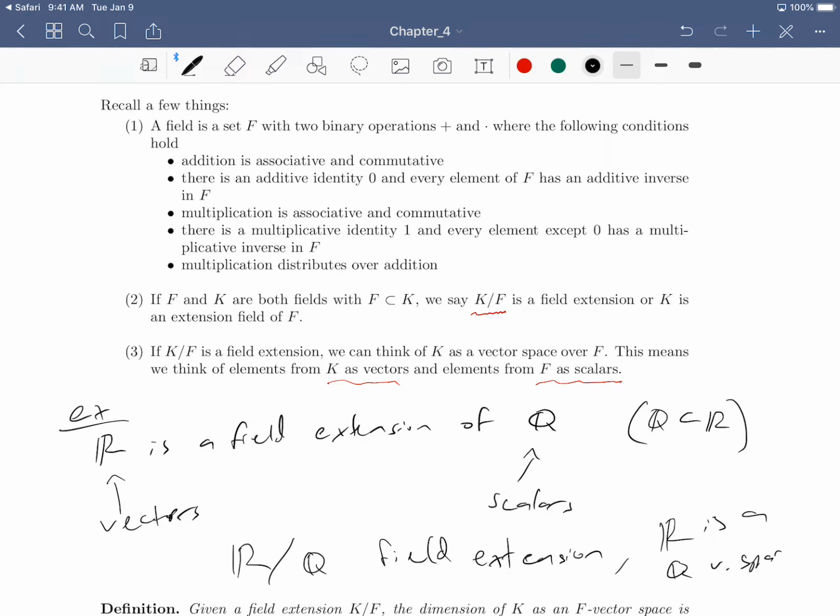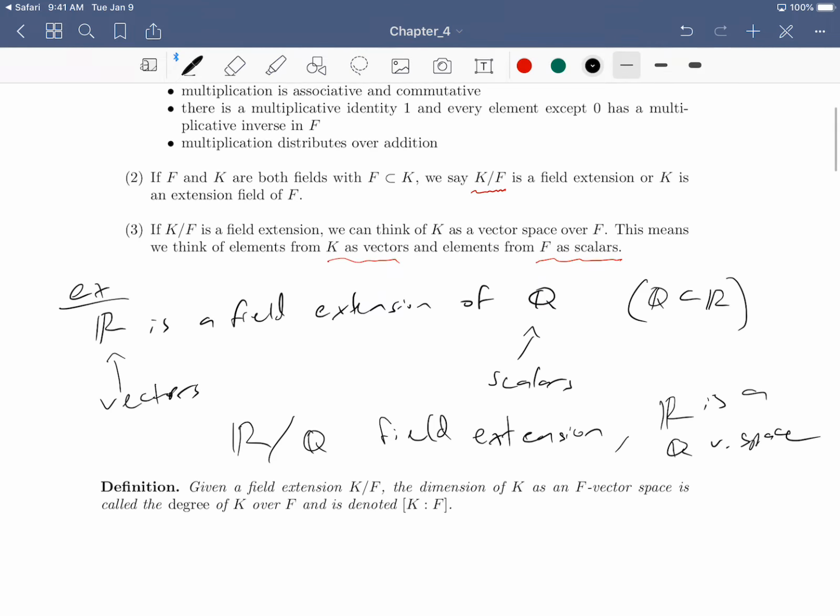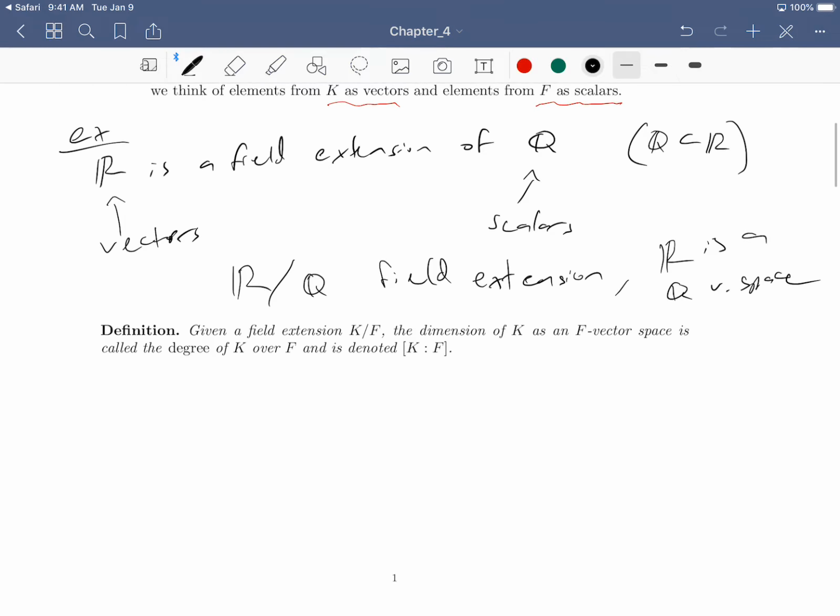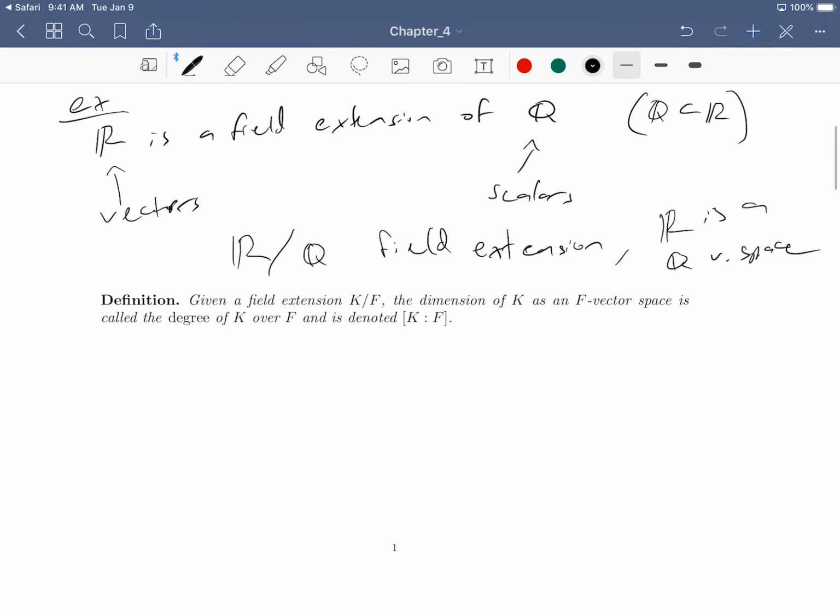All right. So here's our definition. Here's why we care about this. If we have a field extension, K over F, the dimension of K as an F vector space is the degree of the field extension. So it's the same idea, we're just giving it a different language. In the world of vector spaces, this is the dimension of K as an F vector space, and that meant it was the size of a basis of K over F.